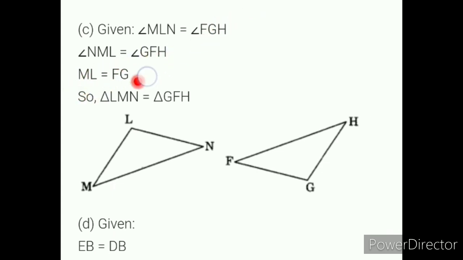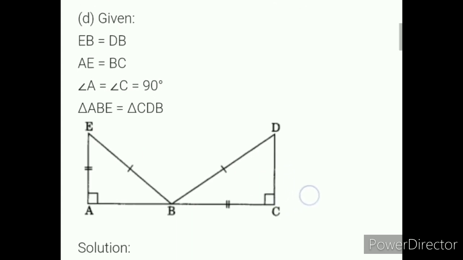And it is what? A side. ML. This is the side. ML equal to FG. Got it? So, in this part of the question, they are given 2 angles and 1 side. So, which criterion is it? Yes, good. ASA criterion. Last figure.